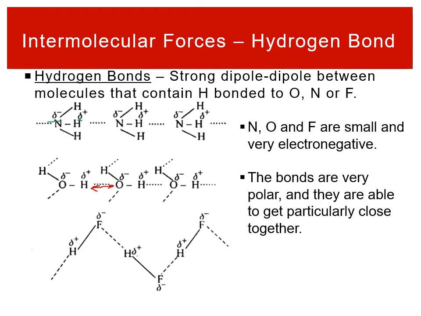As you'll note, chlorine is really electronegative. It's right below fluorine in the periodic table, but it's big. It's quite a bit bigger than fluorine. You just can't get close together. You can't really get that strong interaction between molecules, even though the charge separation is quite large.